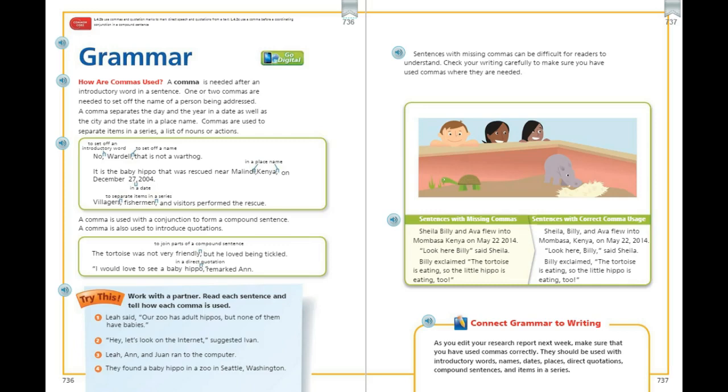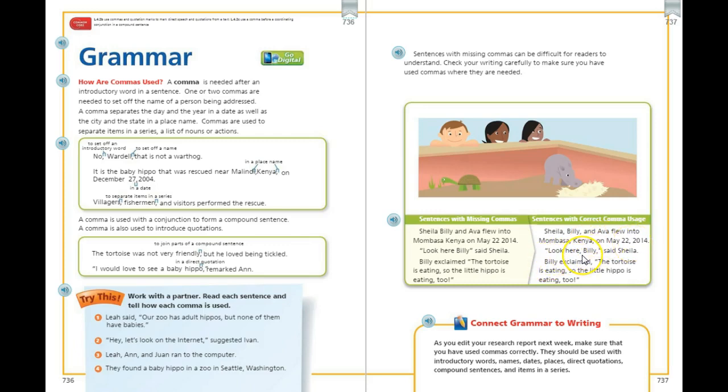Sheila, Billy, and Ava flew into Mombasa, Kenya on May 22, 2014. "Look here, Billy," said Sheila. Billy exclaimed, "The tortoise is eating, so the little hippo is eating too." All right, so here we have a list, Sheila, Billy, and Ava. And then we have a city and a country. We have a comma in a date.